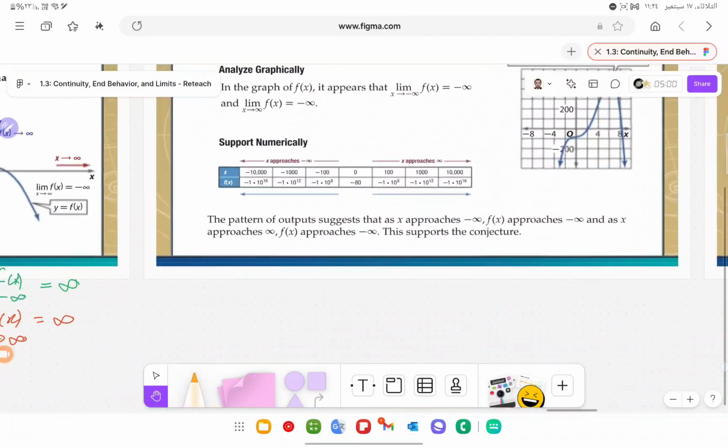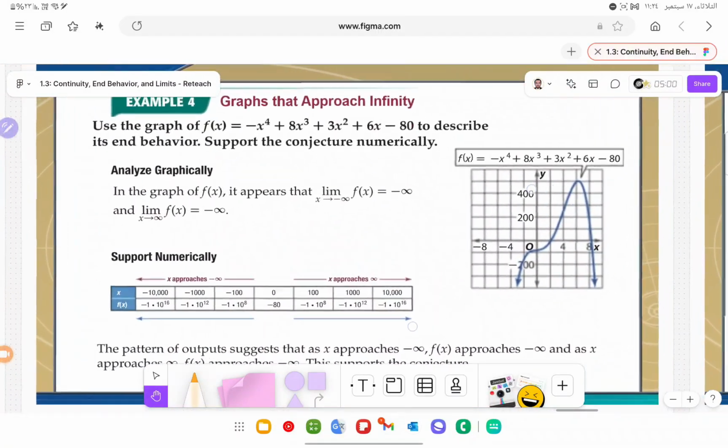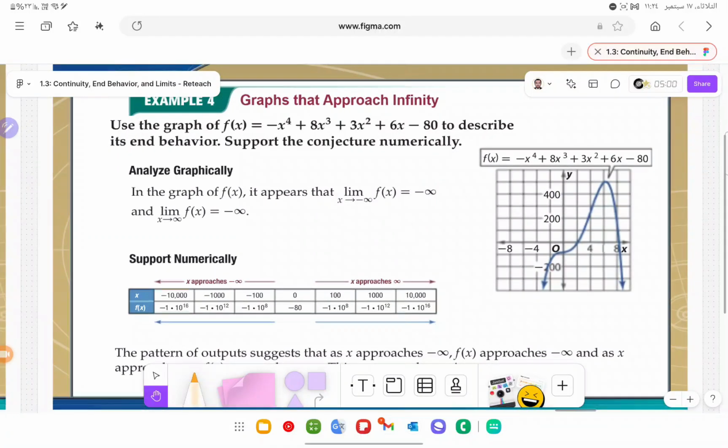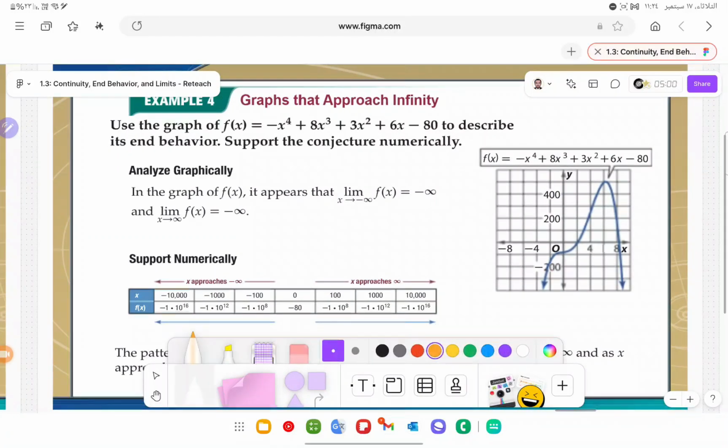Now, if you look here, the graphs that approach infinity, support the conjecture numerically. I will not ask you for numerical support, so forget about numerically. Just focus on the limit. Now, as you can see, the function on the right. If I ask you the limit of f of x when x approaches positive infinity, so this is x going to positive infinity, right? The function goes where? It goes down, so it's negative infinity.